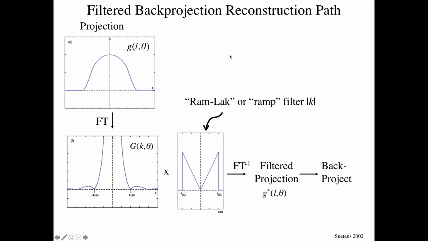So let's look at a couple examples here. If our original projection looks like this, so this is our brightness, we have a lot more brightness in the middle.